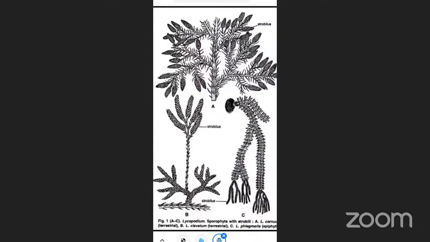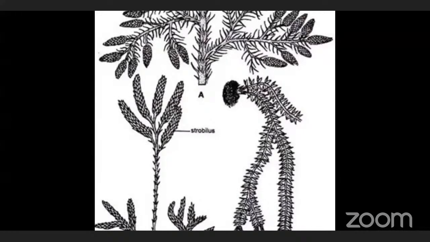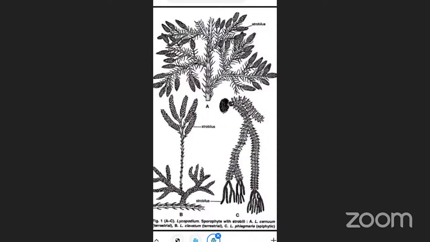So today we discuss the Lycopodium. Here, the Lycopodium belongs to the division Lycophyta, the class Eligulopsida, and the order Lycopodiales. The family is Lycopodiaceae, and the genus is Lycopodium.